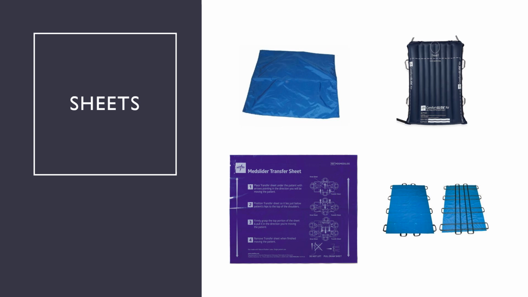Patient mobilization sheets, or low friction sheets, are designed to assist in mobilization in bed by reducing the friction from the patient on the bed. Sheets range from disposable, basic reusable sheets with handles, and air sheets that are placed under a patient and then filled with air to reduce the friction.